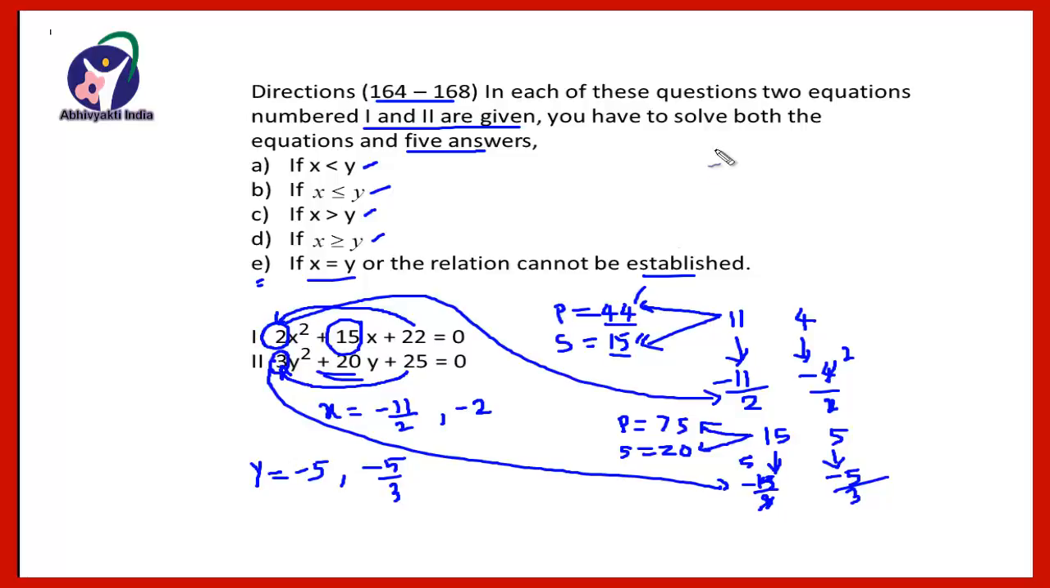Now we will compare these numbers, x and y. Now x is minus 11 by 2. When x is minus 11 by 2, the value of y will be minus 5, and also minus 5 by 3. Now the value of x taken as minus 2, the value of y will be minus 5, and also minus 5 by 3.